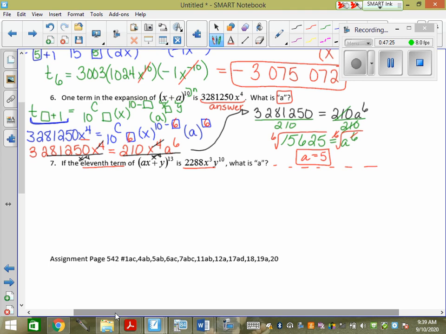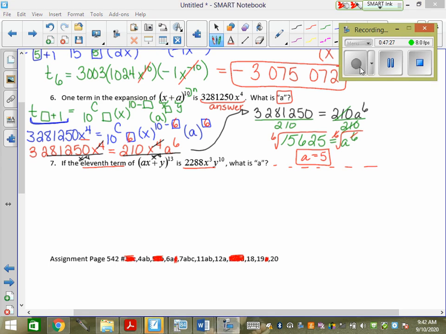So try it out. Okay, for this one, we know k equals 10. We know x is ax. We know y is y. We know n is 13. And we know this is t11 because they actually told us it's the 11th term.